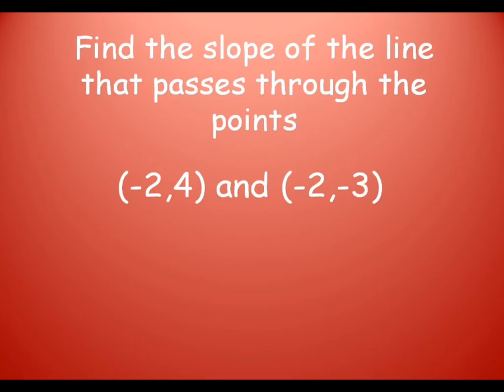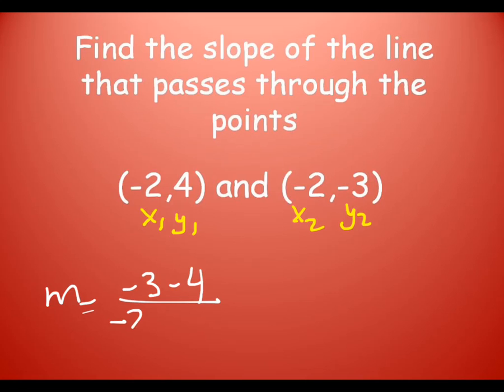Okay, let's do this one. Find the slope between these 2 points. So I'll label this as the first x and the first y, second x and the second y. So the slope formula says take the second y minus the first divided by the second x minus the first. Negative 3 minus 4 is negative 7. That becomes a plus. Negative 2 plus 2 is 0.